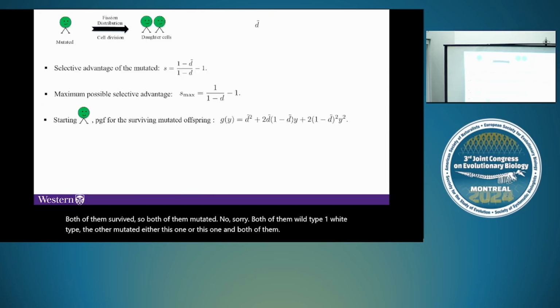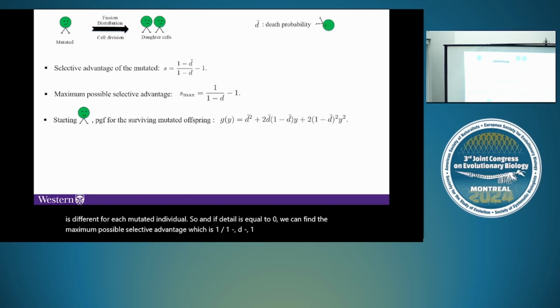Similarly, when we start with a mutated individual, again we have 2 daughter cells. D tilde is the death probability of the mutated individual, and we have different mutated individuals by having a different D tilde death probability. So here D tilde is different and D is fixed, and the selective advantage is different for each mutated individual. If D tilde is equal to 0, we can find the maximum possible selective advantage, which is 1 over 1 minus D, minus 1.